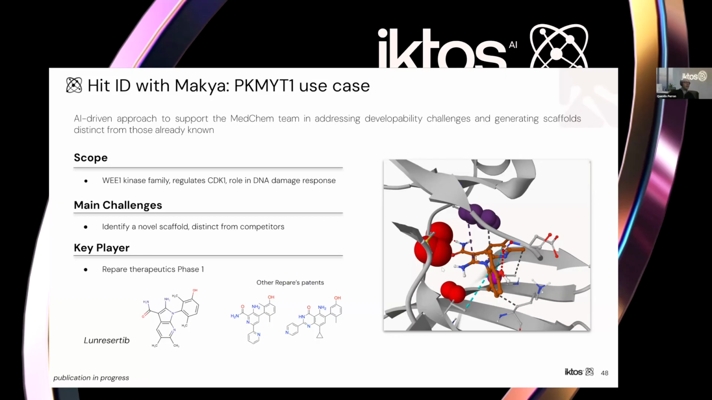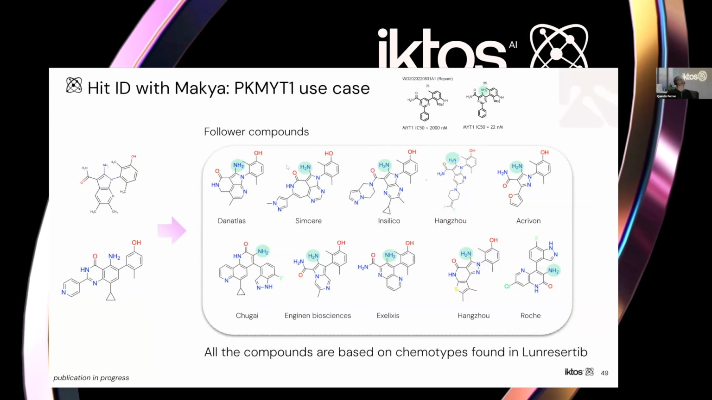3D technology inside Machia. So we asked ourselves, okay, who are the players working in that field? And if you see, there are a lot of followers of lenresertib: Dan Atlas, Simred, Insilico, Engsu, Acrivon, etc. As you can see, all those guys use the same approach: a phenol on the right-hand side, an amide either engaged in a ring or not, and they try to patent-bust the scaffold, as you can see here in the middle. What you can observe is that they all contain this NH2 moiety.